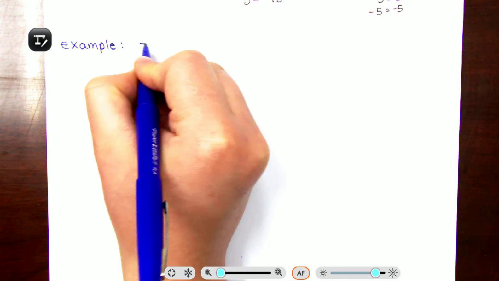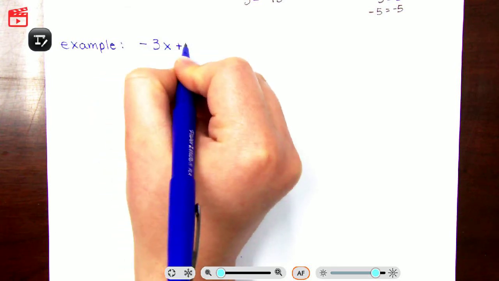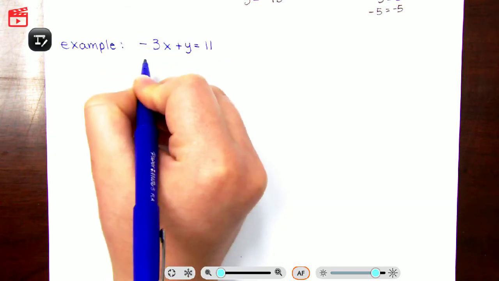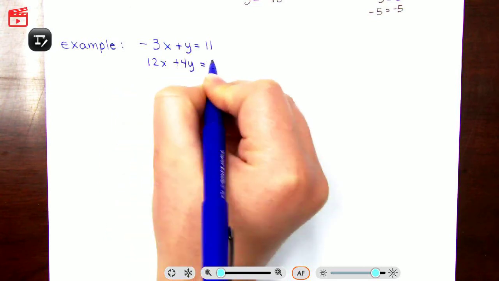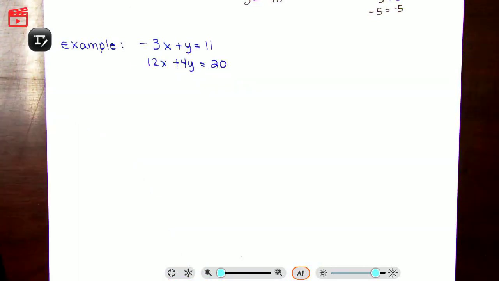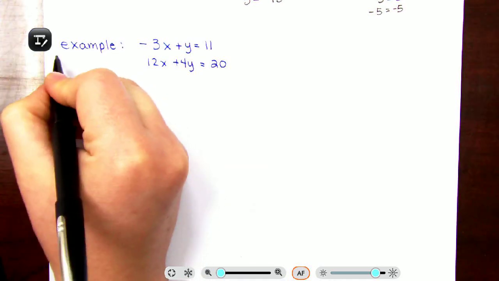Let's do negative 3x plus y is equal to 11, and 12x plus 4y is equal to 20. And in this method, again, they have to tell you, or else you can choose whatever method you want. I would like elimination.